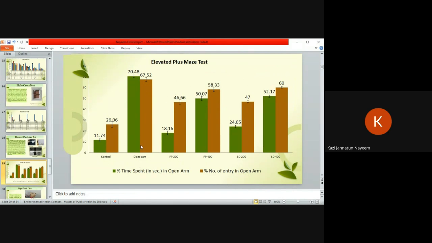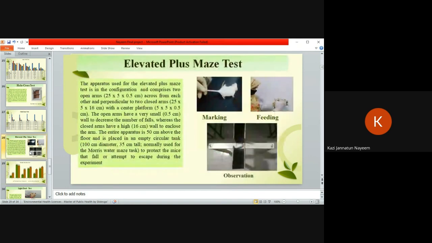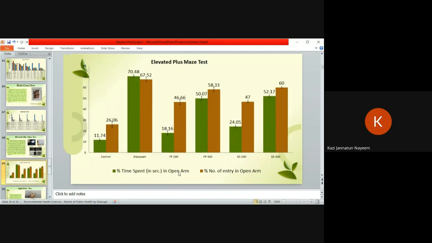As a standard, we also use diazepam. Then fruit pulp 200 concentration, fruit pulp 400 concentration, graphical presentation. For the seeds 200 and seed 400 as well. We can observe that here this golden color represents the number of entries in the open arm. I mentioned here, this is the open arm, and this black one is the closed arm. And time spent in the open arm, we mark with the green color, and number of entries in the open arm we mark with golden. We can observe their fruit pulp count, 18.16 and 46.66 is for the number of entries.